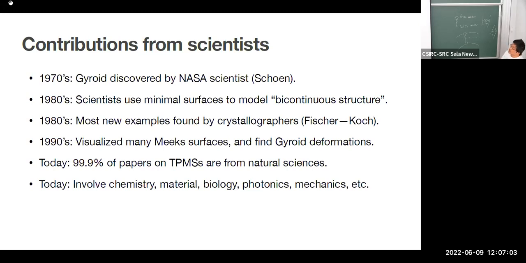And then in the 1980s, there is a Nature paper which says that we can use minimal surfaces, all those Schwarz structures and Schoen's gyroid, to model the so-called bicontinuous structure. That's definitely not a name by mathematicians, because bicontinuous, they mean connected. So a bicontinuous structure is a structure where one connected surface divides the space into two connected components.